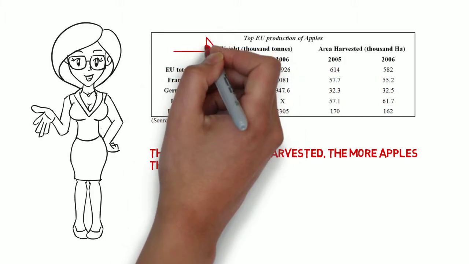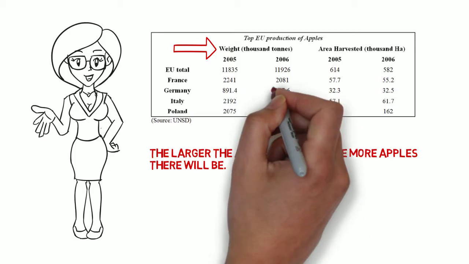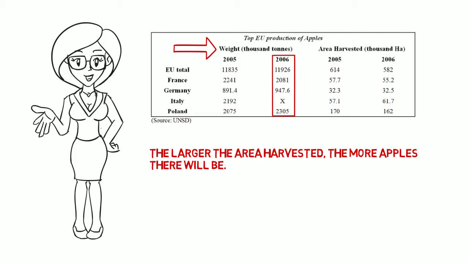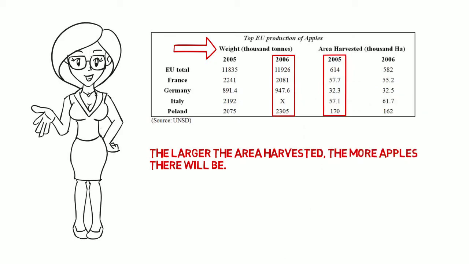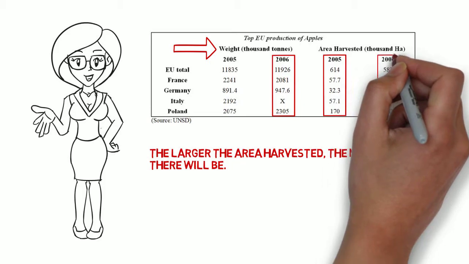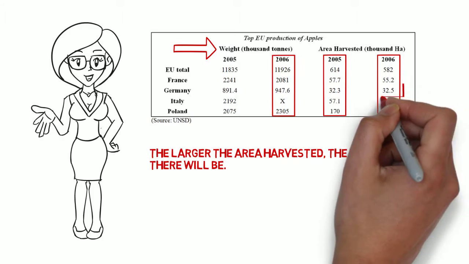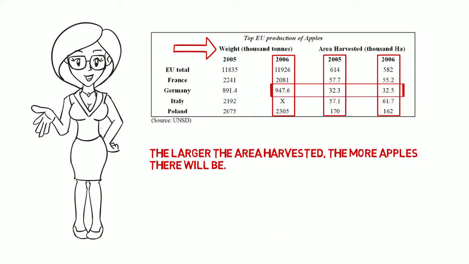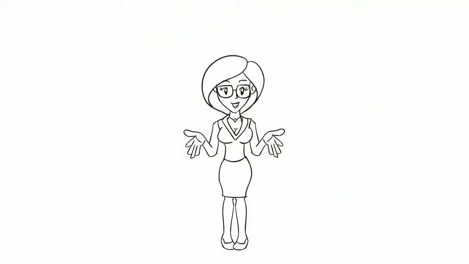We are going to use three pieces of information from the table. 1. The weight of the apples harvested in 2006, 947.6 thousand tons. 2. The total area harvested in 2005, 32.3 thousand hectares, to which we will add the extra 400 hectares. 3. The total area harvested in 2006, 32.5 thousand hectares, to calculate the 2006 apples to hectare value.